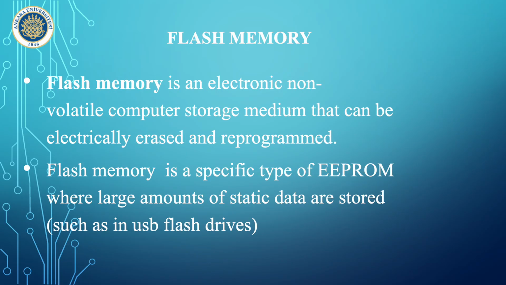And flash memory is an electronic non-volatile computer storage medium that can be electrically erased and reprogrammed. Flash memory is a specific type of EEPROM where large amounts of static data are stored, such as in USB flash drives. Today, flash memory is everywhere in USB drives, SSDs, and mobile devices. It's essentially the modern descendant of ROM.